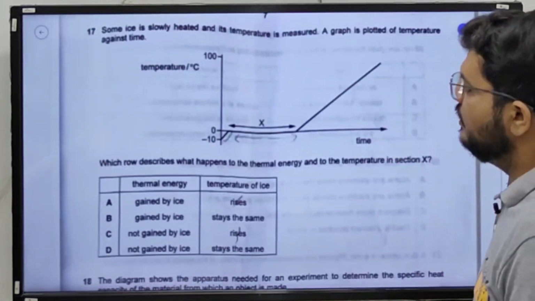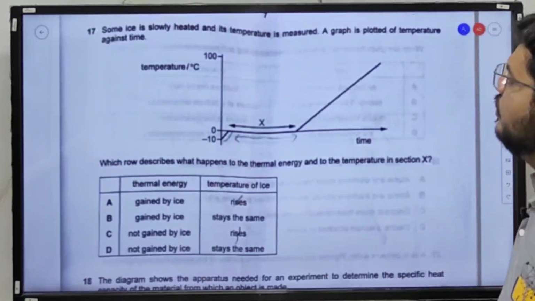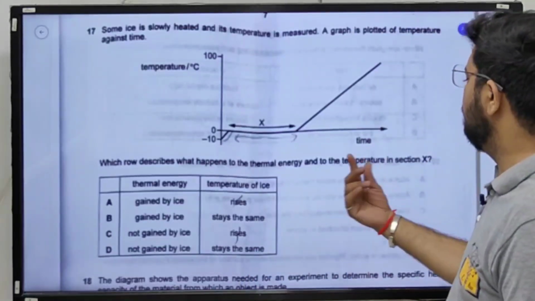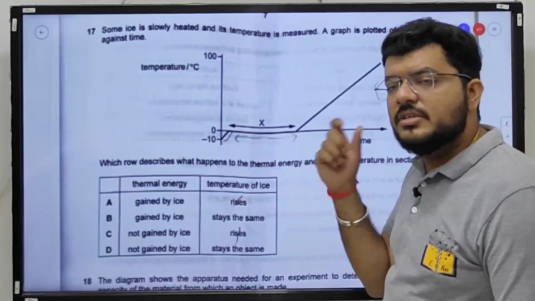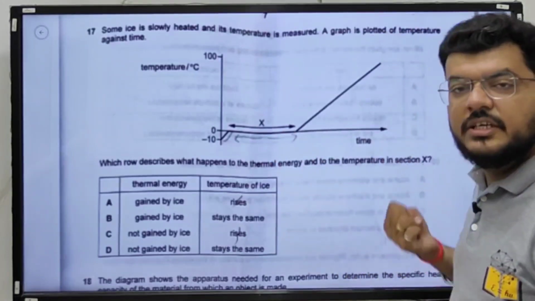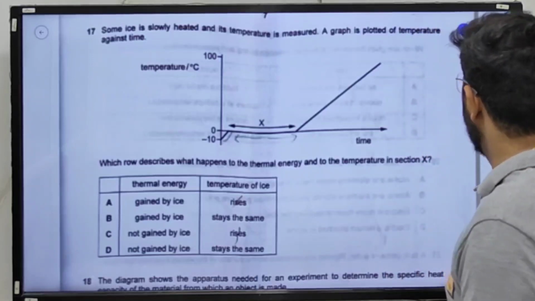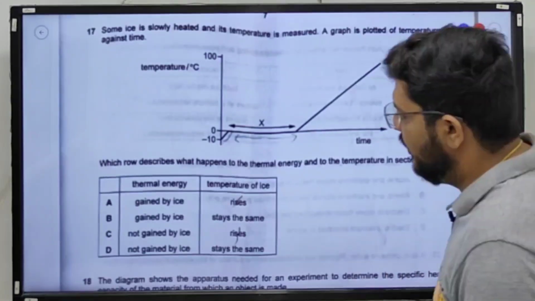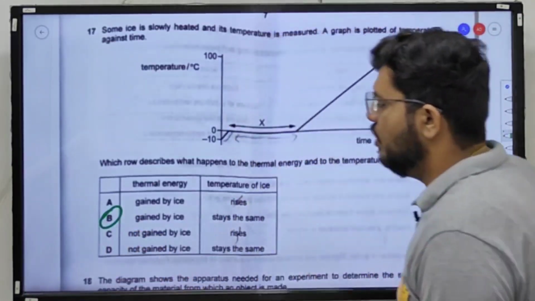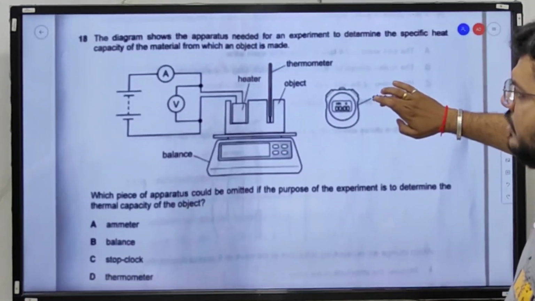Question 17. Some ice is slowly heated and its temperature is measured. A graph is plotted of the temperature against time. Which row describes what happens to thermal energy and to the temperature in section X? The temperature remains constant. This is melting, right? At 0 degrees, the ice melts. But it is continuously gaining heat. It is using this heat to break away from the intermolecular forces, right? So let's find out. Thermal energy is gained by ice, but the temperature remains the same. So option B.